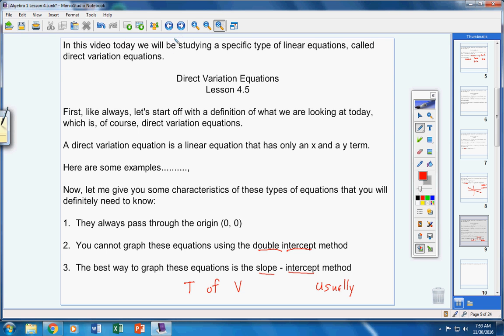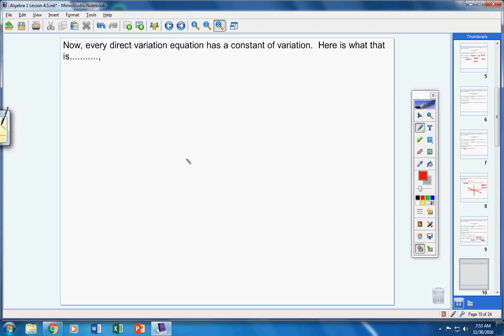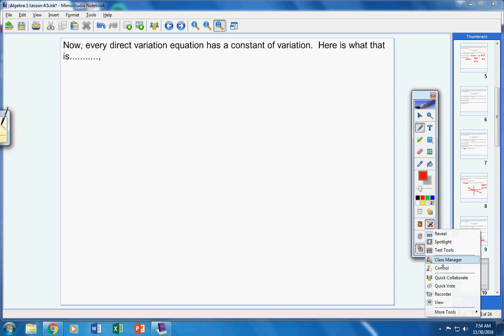I'm going to move on, pause the video if you need to. Now, every direct variation equation has a constant of variation. Here's what that is, so please write this down and take some really, really good notes.